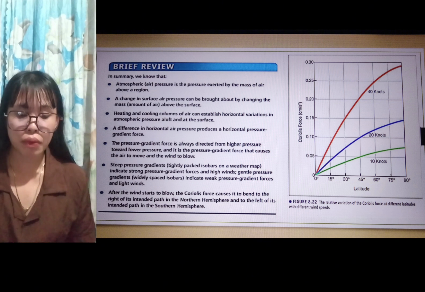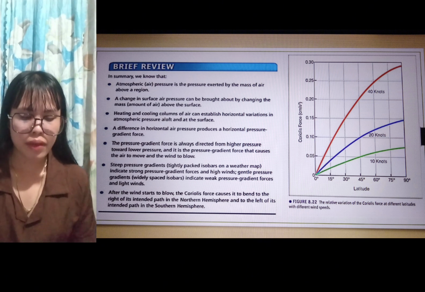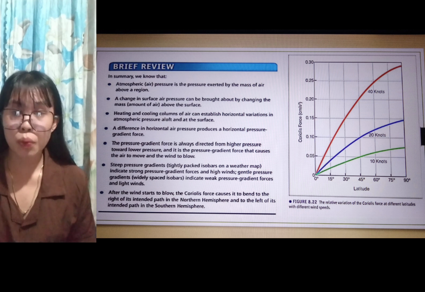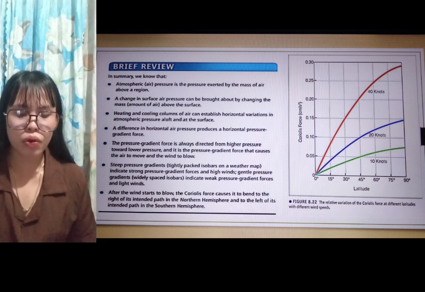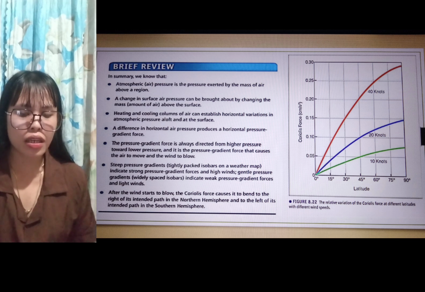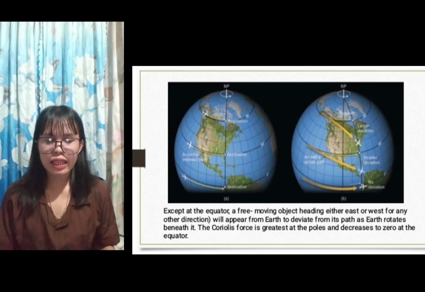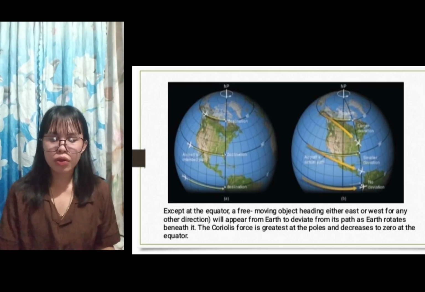So in figure 8.22, the relative variation of the Coriolis force at the different latitude with different wind speed. So sa nakita na nato nga nagka-higher bit na, di ba? From 10 to 20 knots to 40 knots niya ang iya pong Coriolis effect ning from 0 paingon sa 0. So try to look at this kani bitang globe.